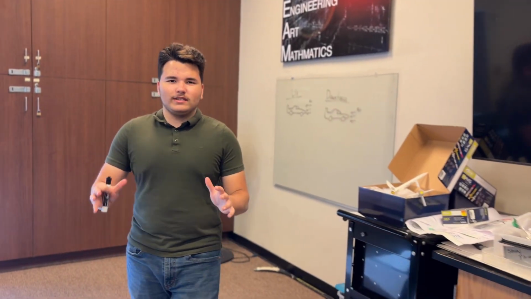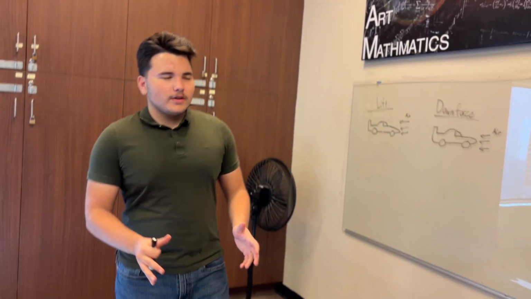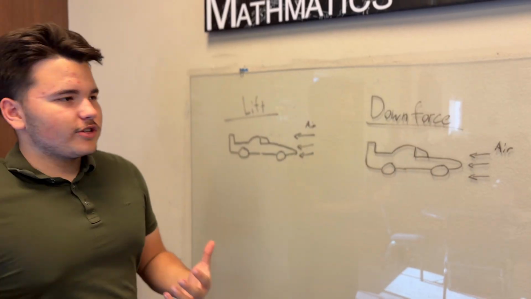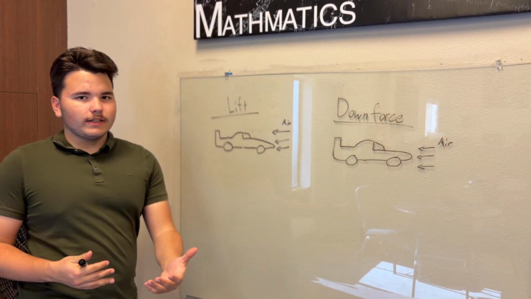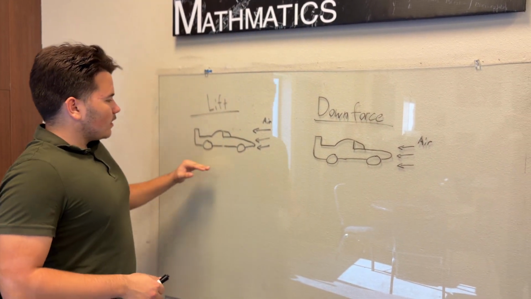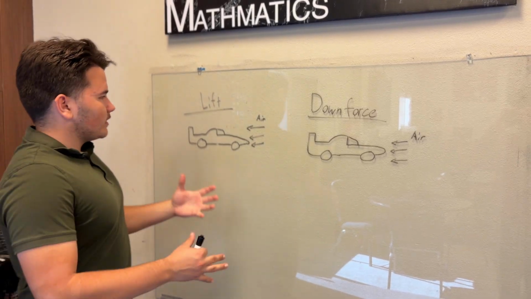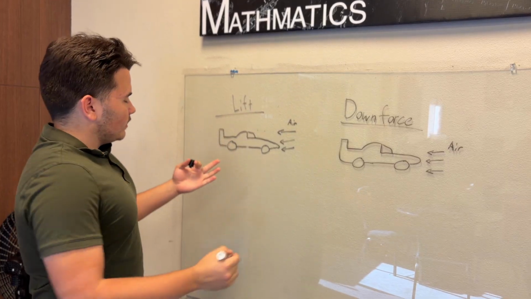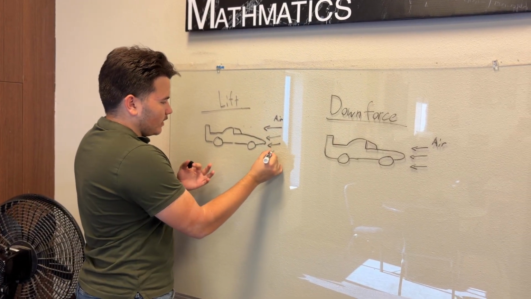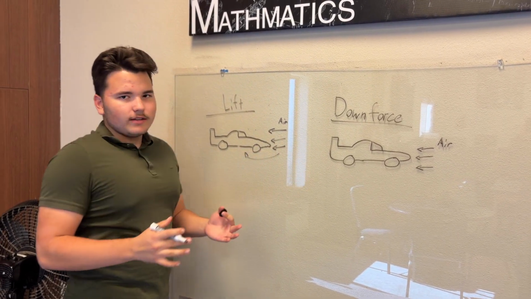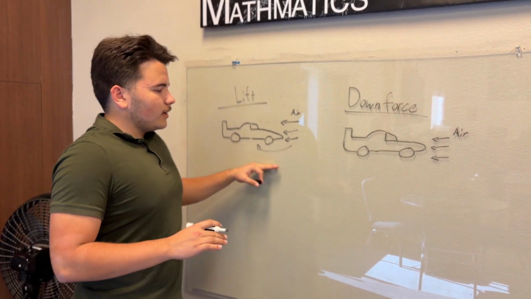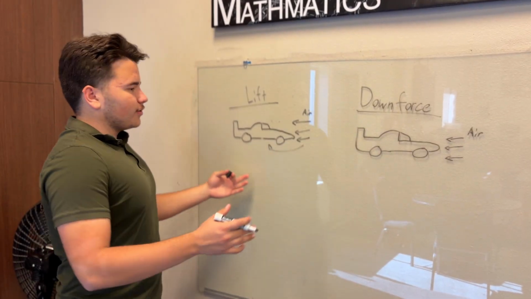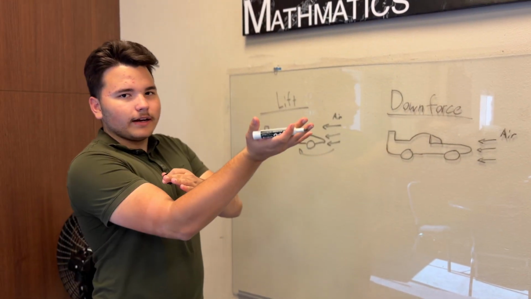So let's talk about lift and downforce. They're two separate things that, in aerodynamics, work separately. Lift is when a car is driving and experiencing heavy amounts of air resistance, and the air goes under the car and lifts it. Usually, you would want vehicles such as airplanes to create lift. It allows them to fly.